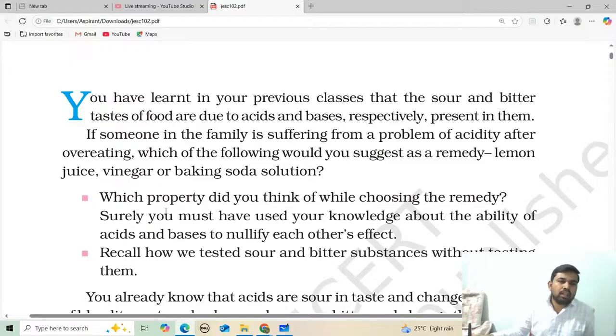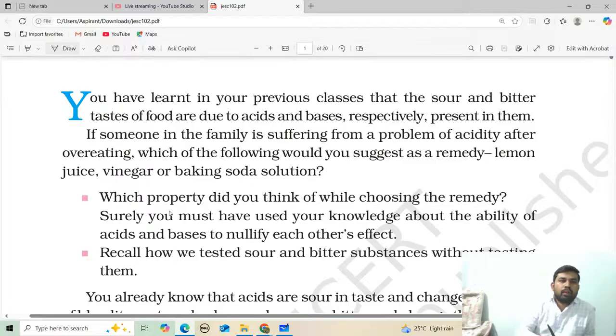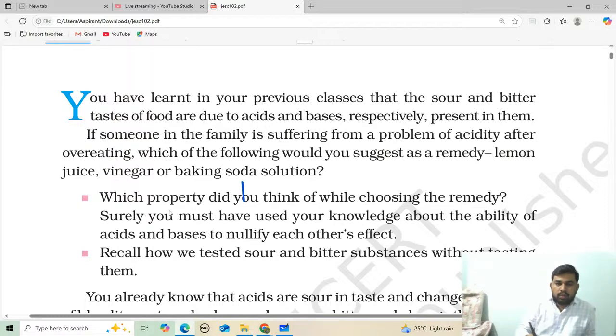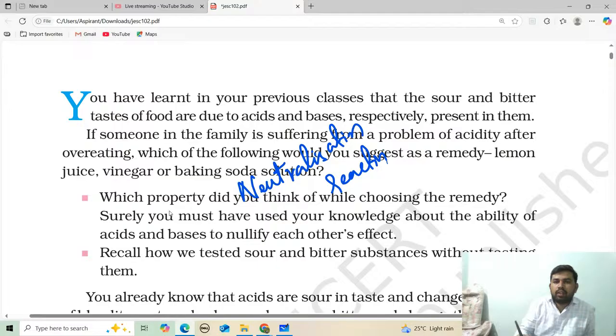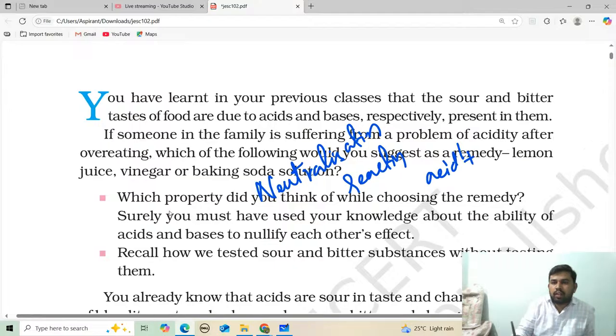So this is about the neutralization reaction. We know very well what we mean by neutralization. A neutralization reaction is between acid plus base. Acid plus base gives rise to salt and water, and along with that, heat is liberated. Generally, this is called a neutralization reaction.